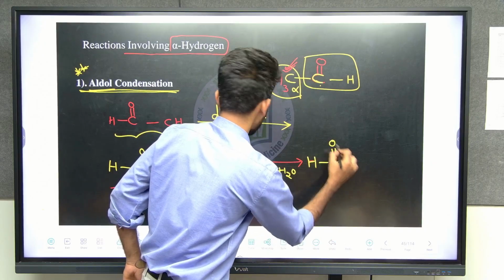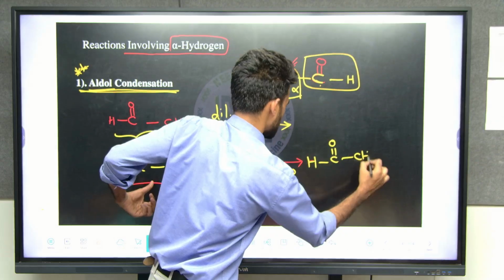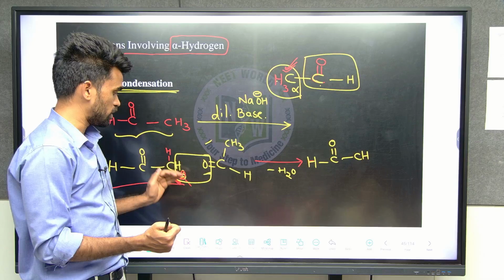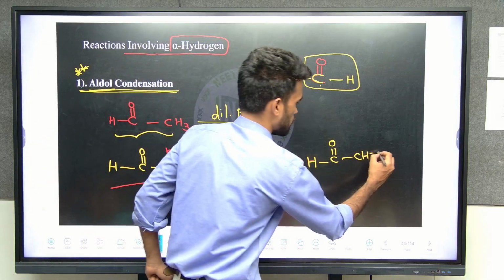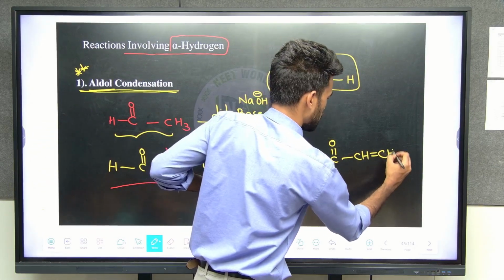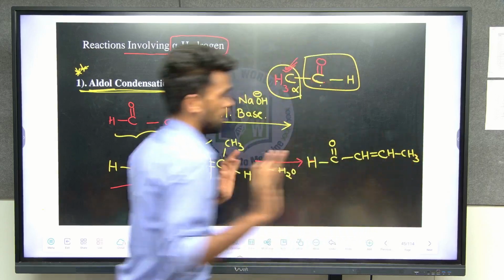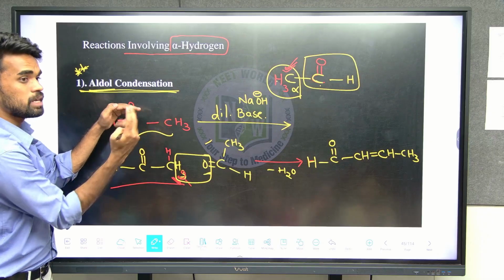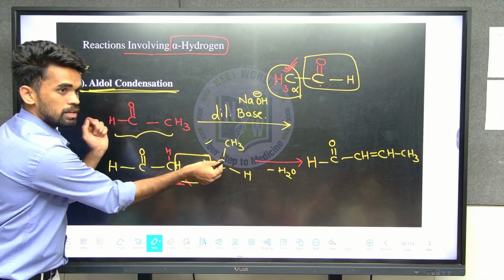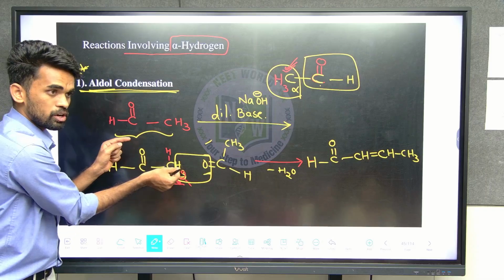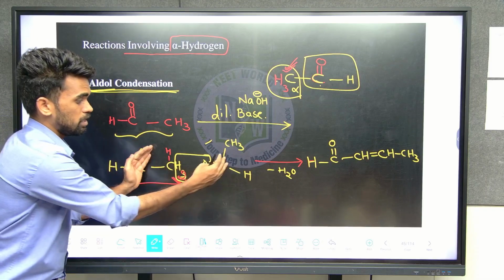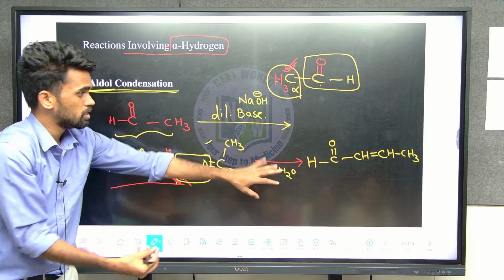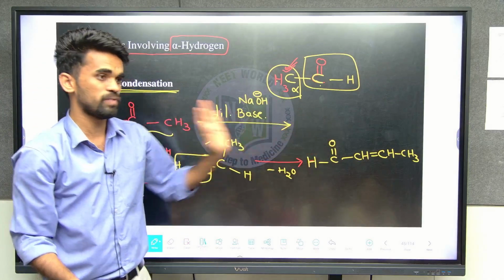C double bond O, C, H. For this one, what bond should I write? You are removing 2 hydrogens, which means 2 bonds it makes with the carbon, so a double bond to C. What are the groups we have here? H and CH3. Are you able to understand this or not? You are taking 2 molecules. From one molecule you remove oxygen, from the other you remove 2 hydrogens. Now just join them after removing the water molecule. Whatever remains is your final product.